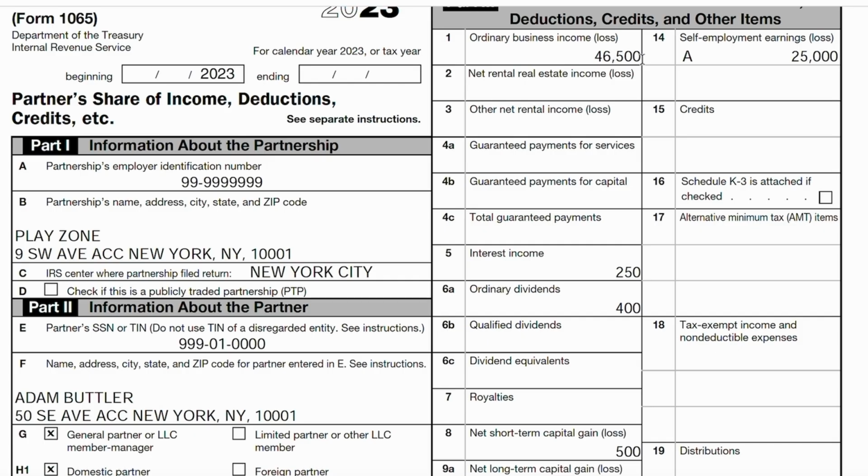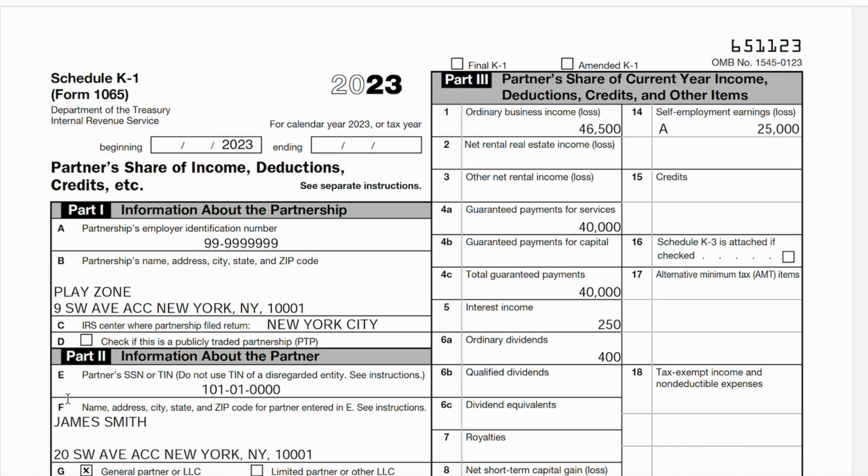Since they are 50% partners, Adam will pick up 46,500 as ordinary business income. You can see this is 50% of 93,000, and we have the second partner, James Smith. He will pick up 46,500. In our example, we only have two partners, Adam and James, so it is easy for us to track that amount on their K-1.